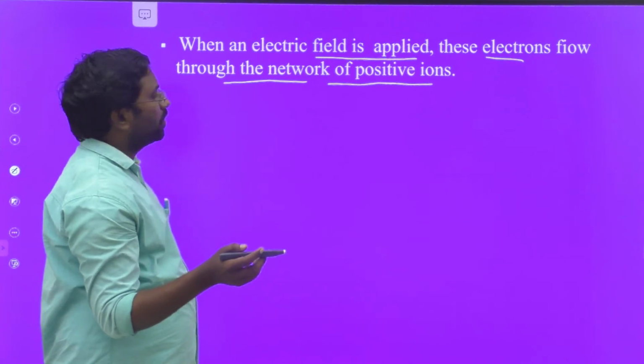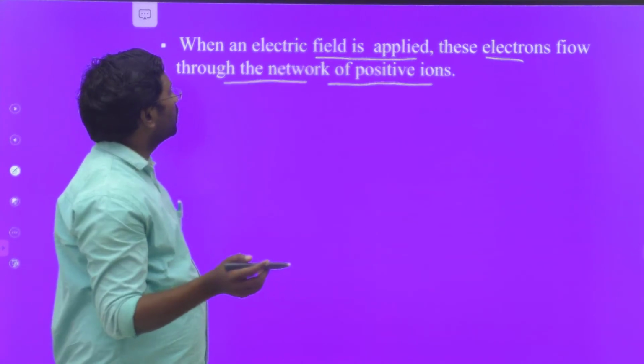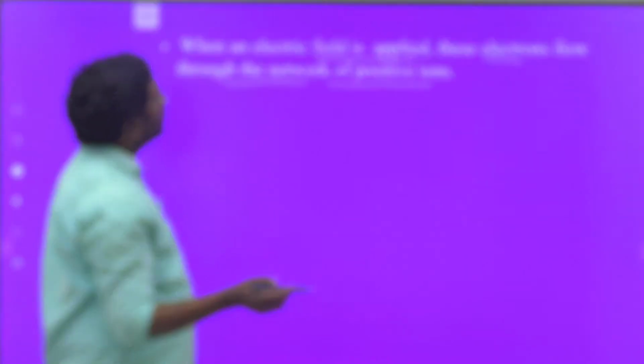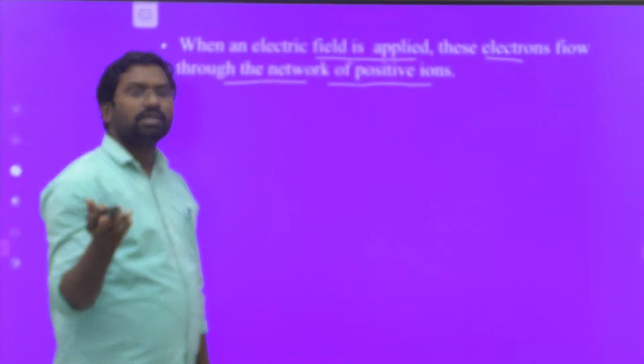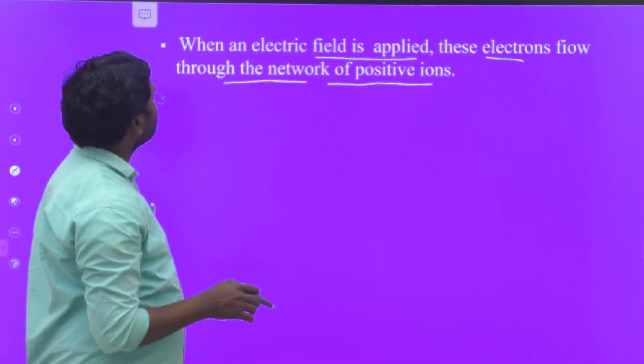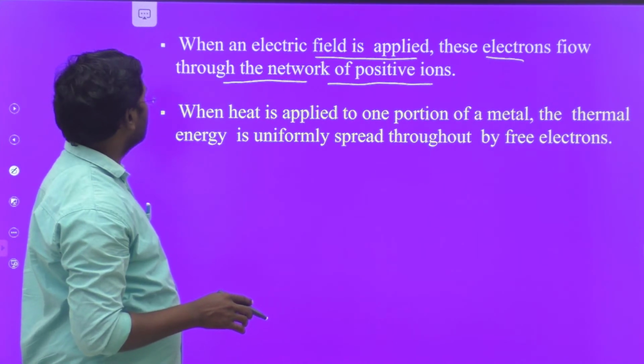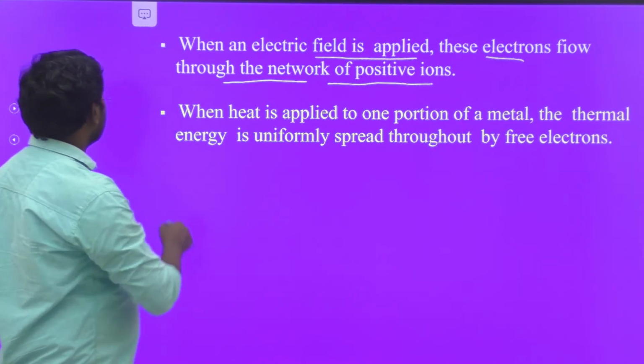So the free electrons present in the metal, when we apply an electrical field, flow through the network of the positive ions. Positive ions means metal ions. Around the metal ions, these free electrons flow through the network of positive ions.